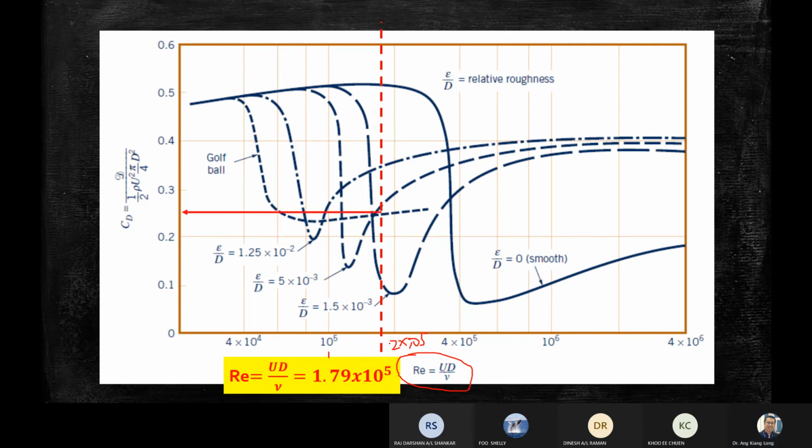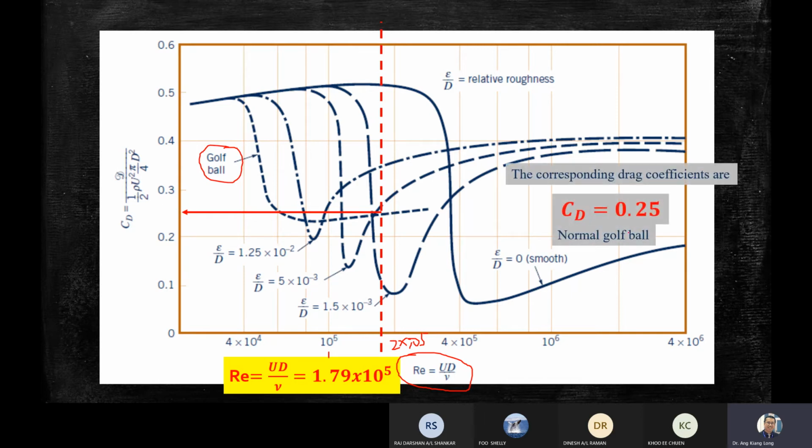Then we have a golf ball, so for the golf ball you're using this dotted line. It intersects at this point. Move to the left, here is about 2.5. So CD for the normal golf ball is 2.5. Agree? Do you understand how you get 2.5? Are you there? Do you understand why you get 2.5? Yes. Okay, good.